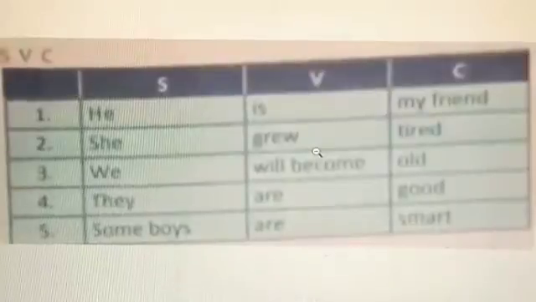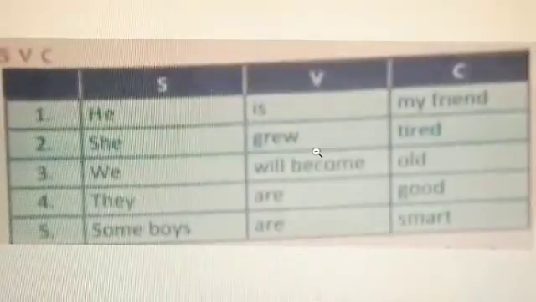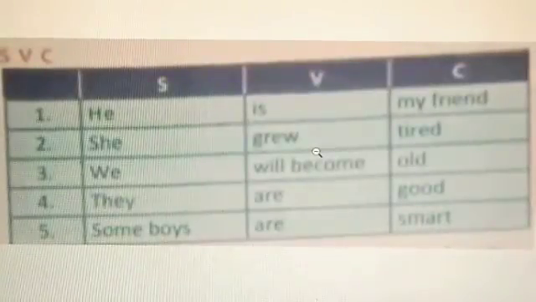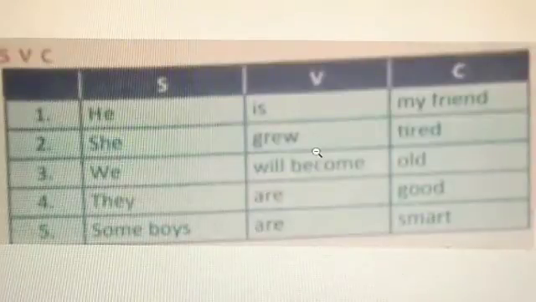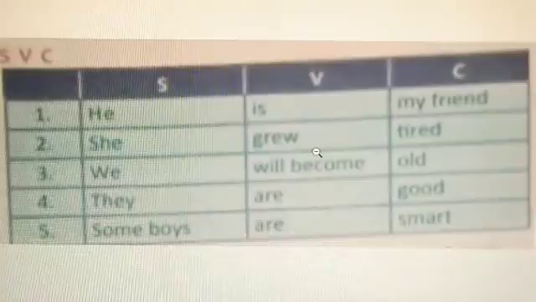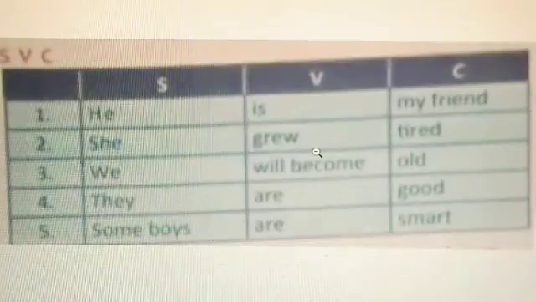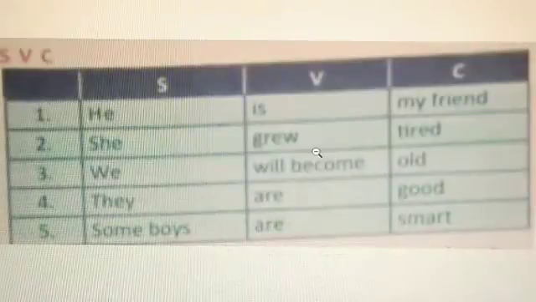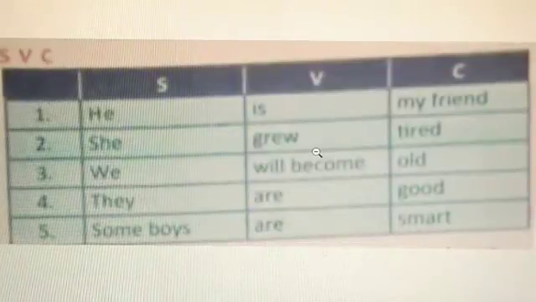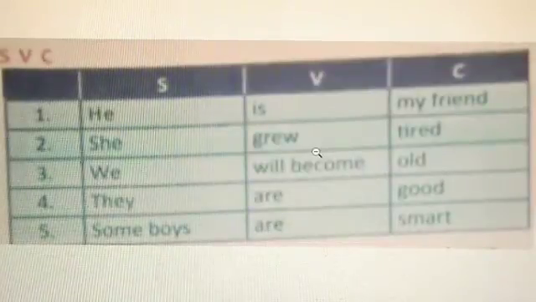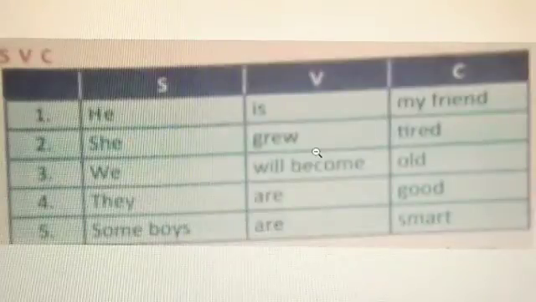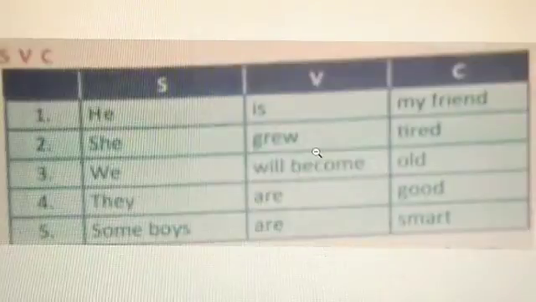Now the second pattern is SVC. That means subject, verb, complement. First one is he is my friend. My friend refers to he. So SVC. Subject is he, verb is, my friend is complement. Second one you see, she grew tired. It tells her nature. So it is talking about she only. So she subject, grew verb, tired complement.